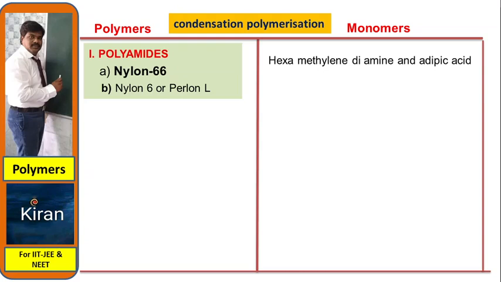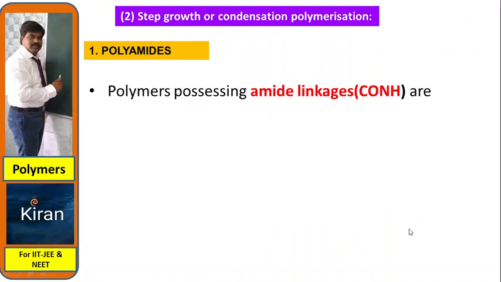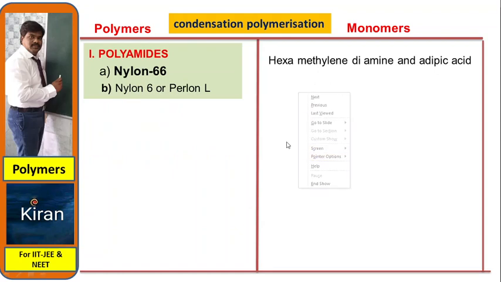Here, nylon 66, how will it form? Every polymer is formed from the smallest units, which are called monomers. What is the monomer of nylon 66? That is hexamethylene diamine and adipic acid. Observe, my dear students, a condensation polymer should have two different monomers. One is hexamethylene diamine, another one is adipic acid.